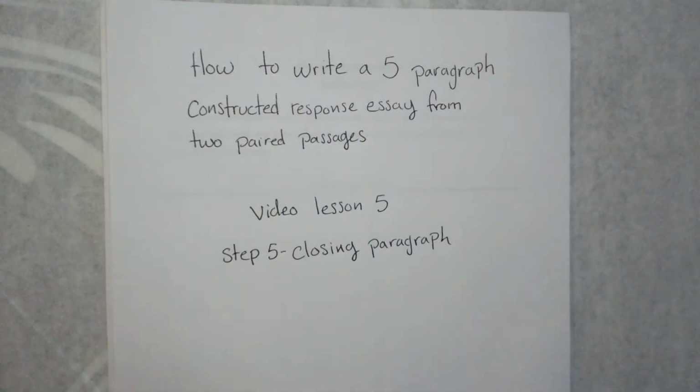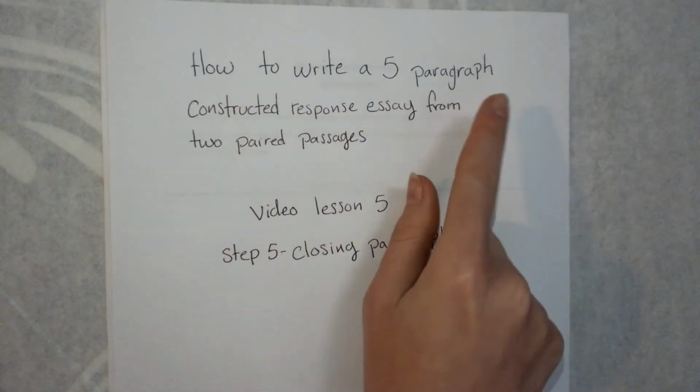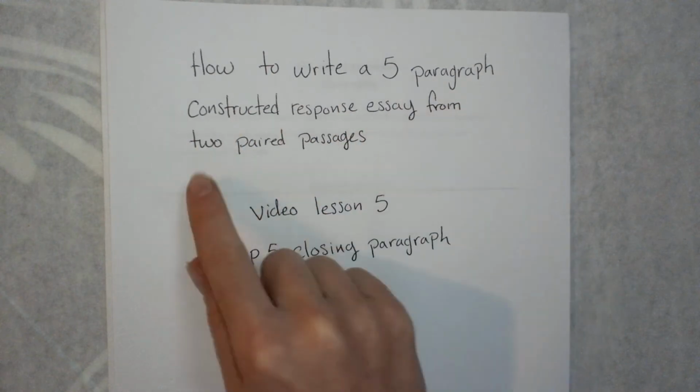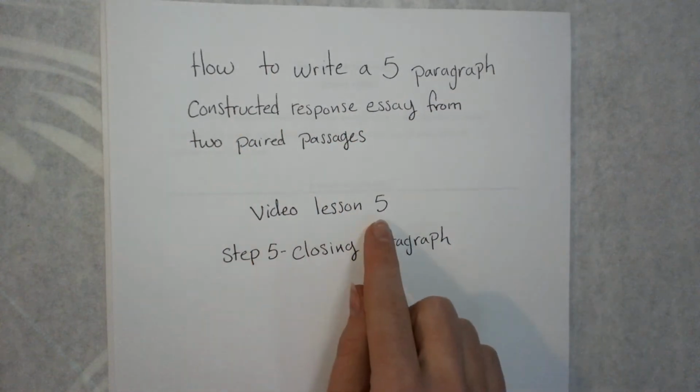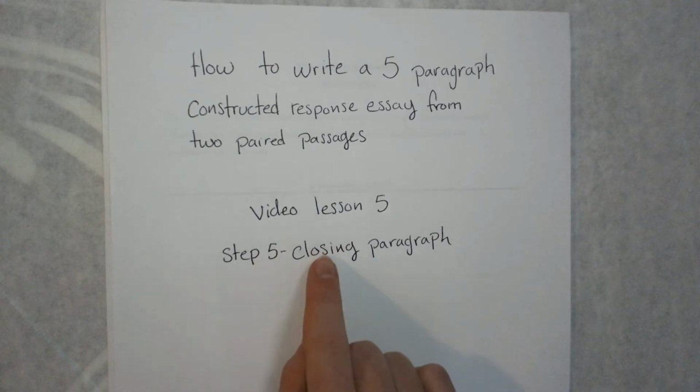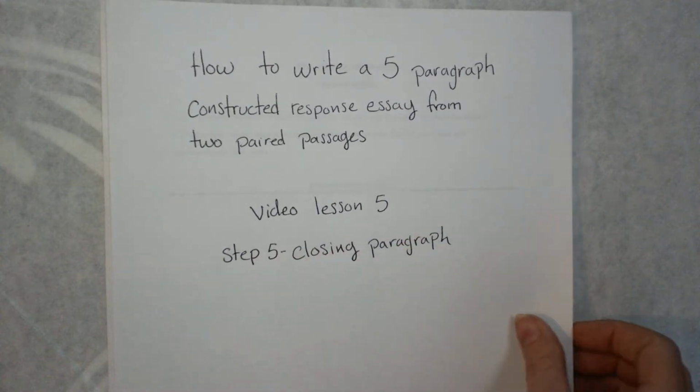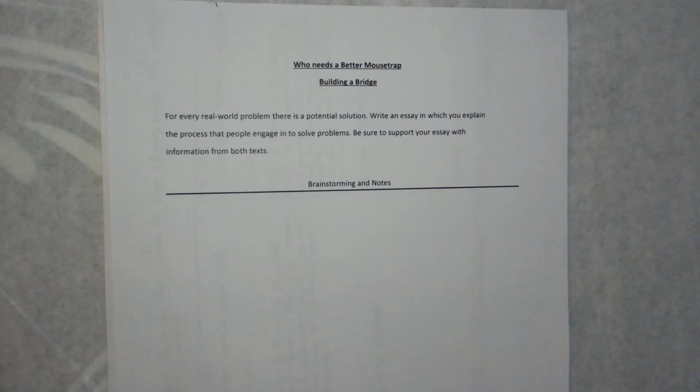Readers and writers. Today we're going to talk about how to write a 5-paragraph constructed response essay from 2 paired passages. This is our video lesson 5. It's step 5, the closing paragraph. Let's go ahead and take a look at the prompt again.